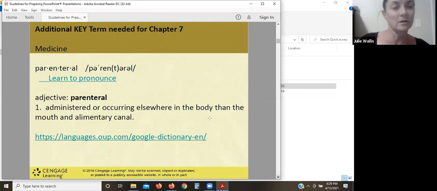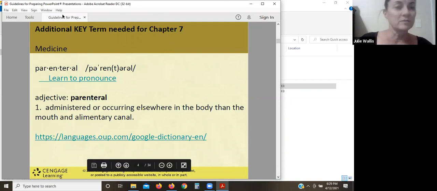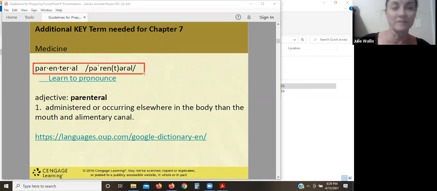Okay, one of the terms related to a portal of entry was the parenteral route. I put this on here because when I first learned the term, I always mispronounced it, so I put the pronunciation on here. It actually has a link in the PDF where you can go and listen to the pronunciation. It means administered or occurring elsewhere in the body other than the mouth and the alimentary canal.